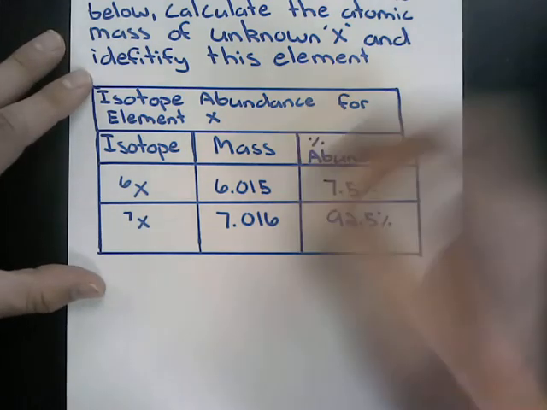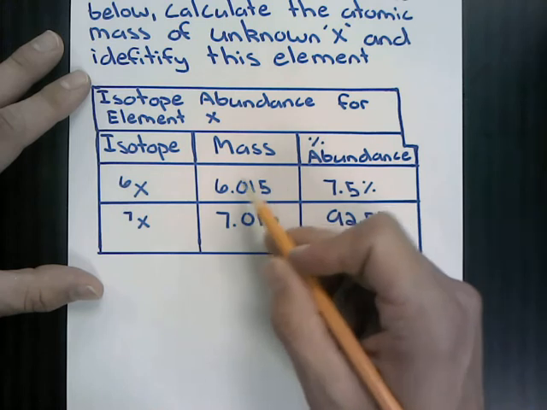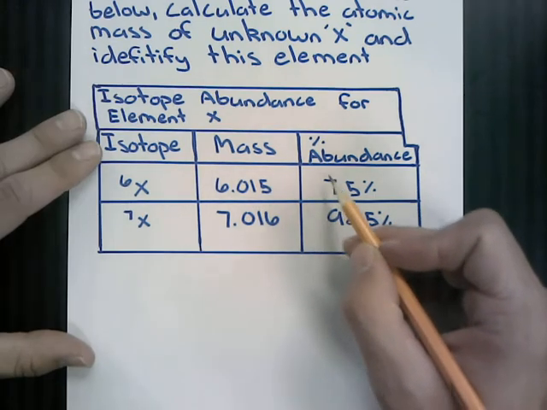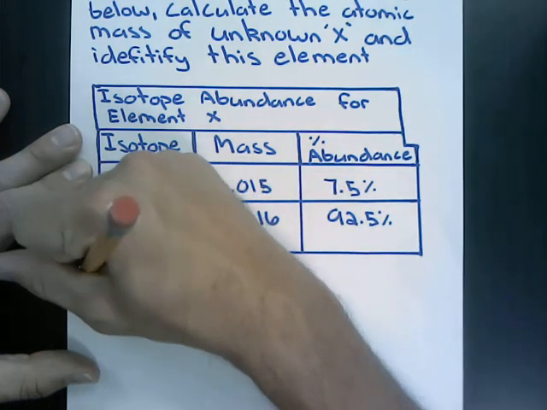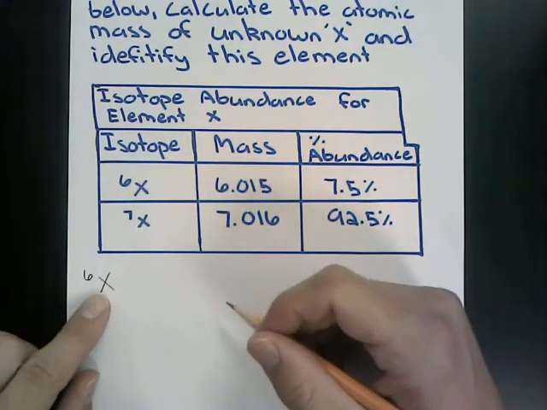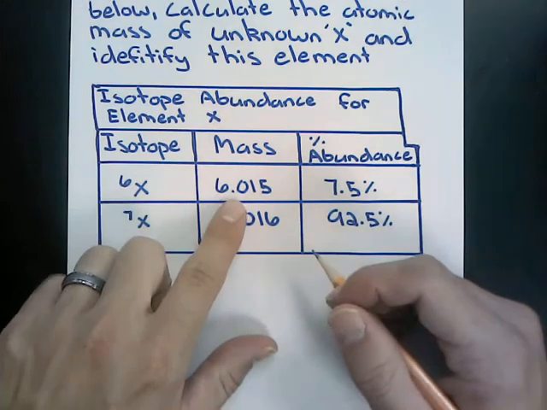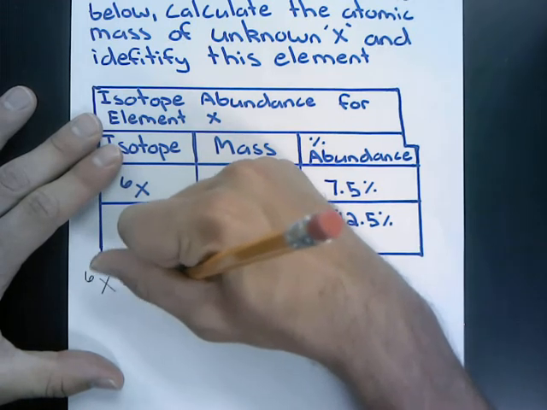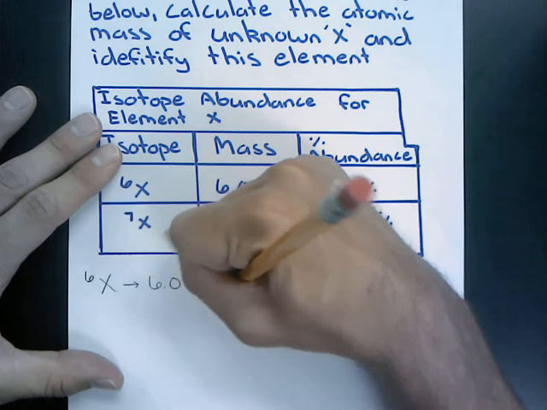So what we need to do, step 1, is to take your atomic mass and multiply it by its abundance. So what I'm going to do for this isotope X6 is take the mass exactly how it is written here, 6.015 AMU, times the percent abundance.